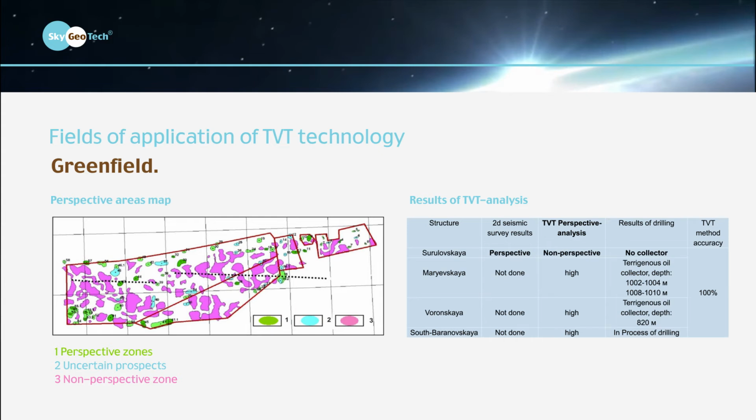For the one structure, Surilovskaya structure, the seismic survey was done, and it showed perspective zone, although the TVT analysis showed not perspective zone. And as a result of drilling, no collector. All the other wells have good oil production. So the accuracy of our method here is 100%.